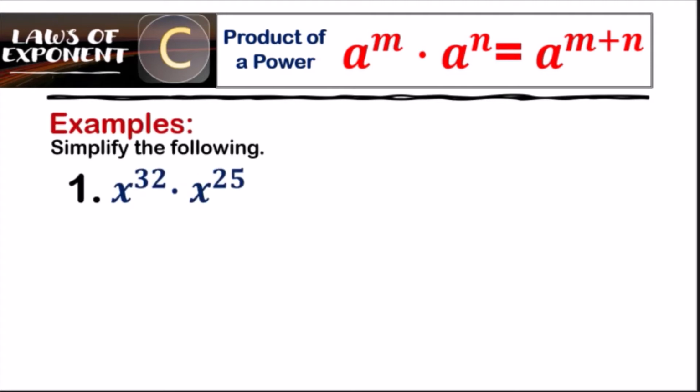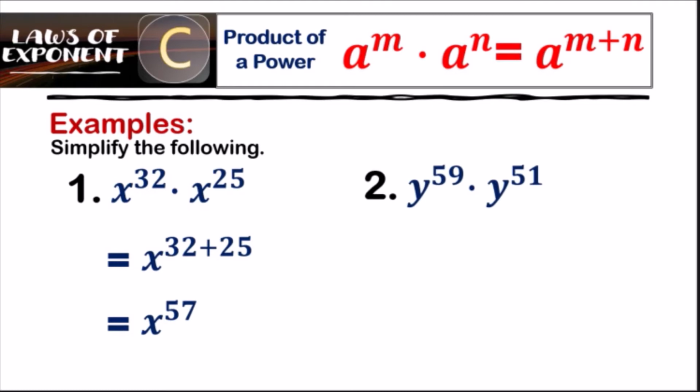Simplify the following. Number 1, x raised to 32 times x raised to 25. You copy the base and add the exponent. That is the law. We have x raised to 32 plus 25. Simplify it. 32 plus 25 gives you 57, and copy the base. Therefore, x raised to 32 times x raised to 25 is equal to x raised to 57.